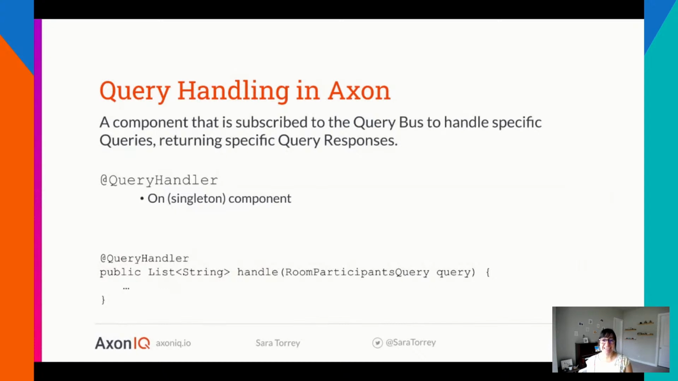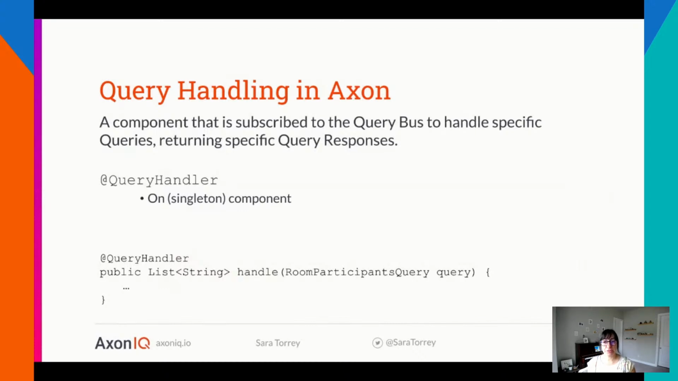And the missing link here that needs to complete this picture, which is the query handling. Now, a query handler in Axon is again very much similar to command and event handlers. Although this time it's about the specific query message and the query response that you want to receive, which are registered to the query bus.